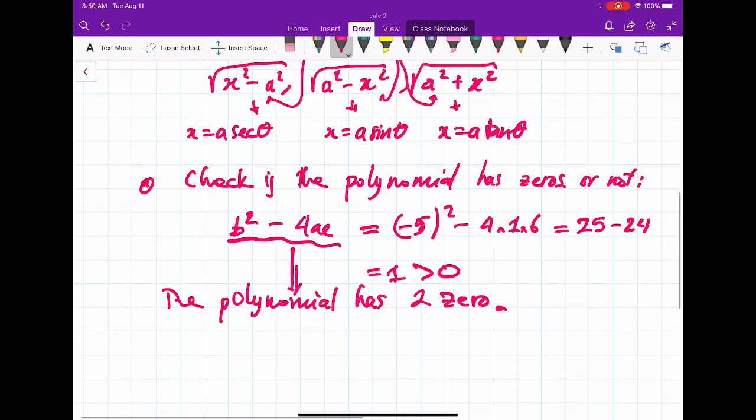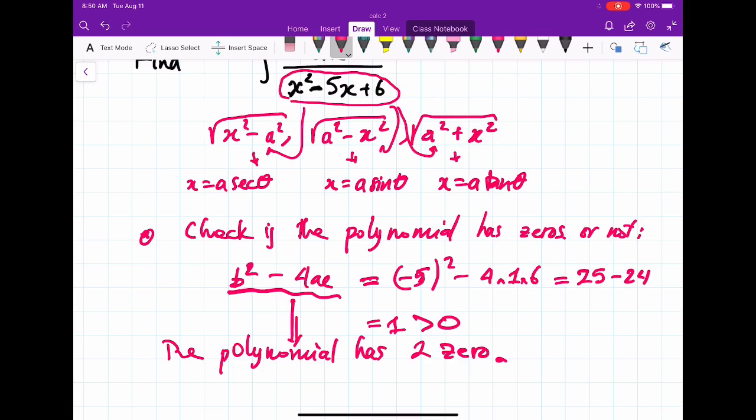In case your polynomial does not have any zero, meaning this value is less than 0, that polynomial is always positive or negative. It depends on the sign of x squared here, but since the sign here is plus, it is positive. It says the graph of that parabola does not intersect the x-axis. In that situation, we will treat it differently. But in the case when the quadratic polynomial has zeros, we treat that in a very easy way.